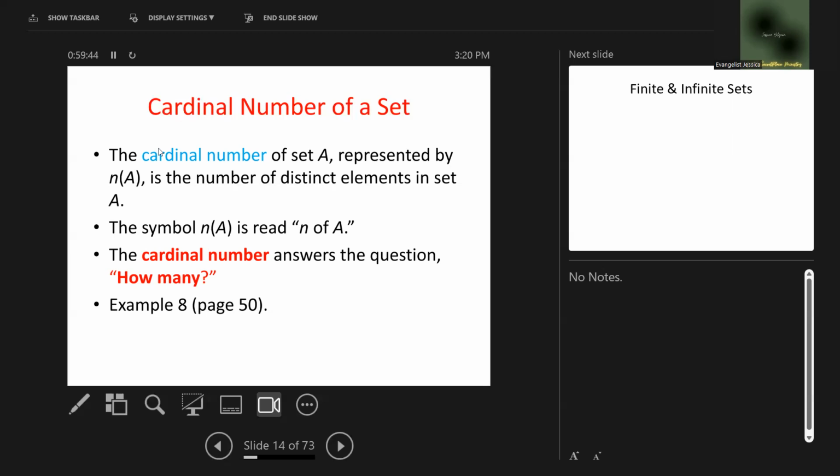So remember, if it's a set that has 0, only 0, it's not empty. It has a member. Or if it was 0, 1, and 2, what would be the cardinal number? 3, yeah. But null, which is that circle with a dash going across it, means empty.